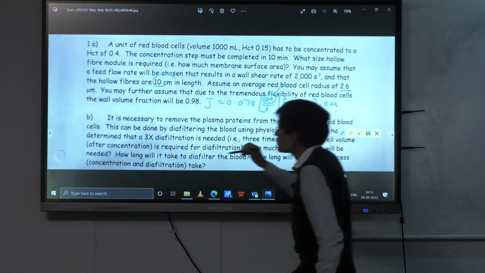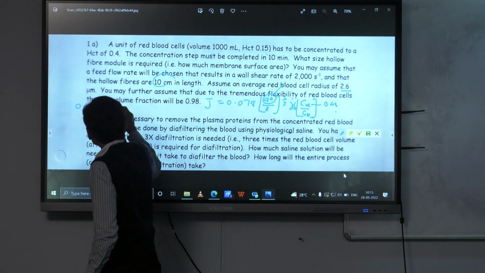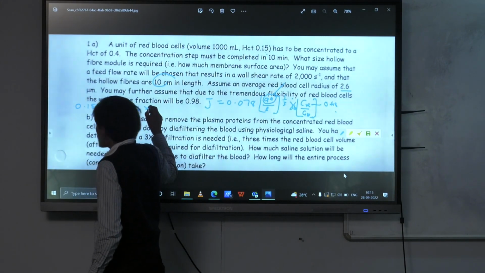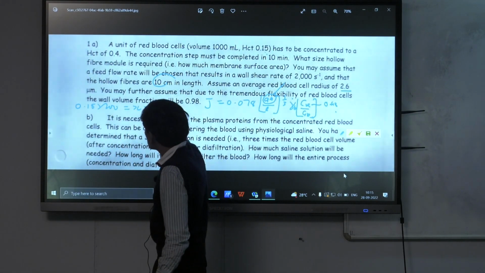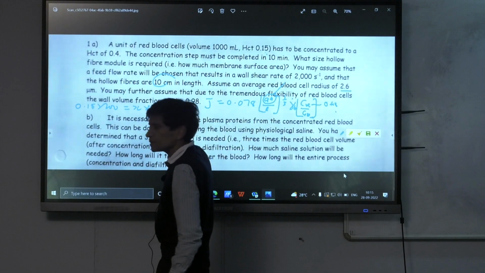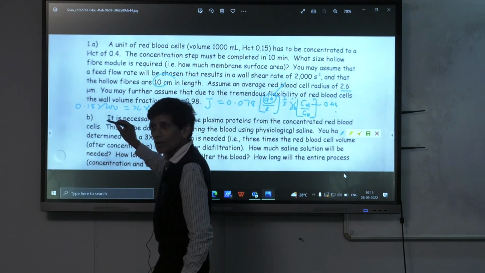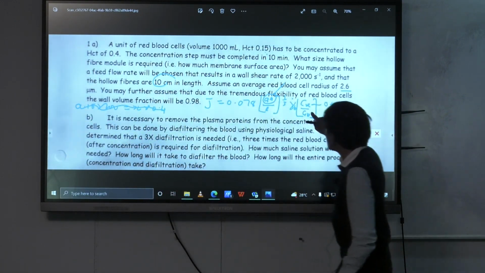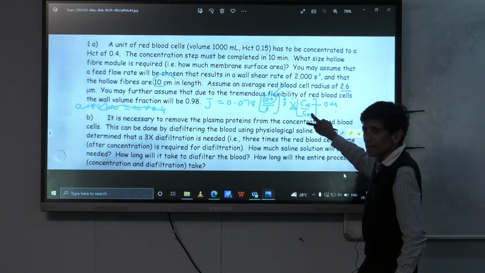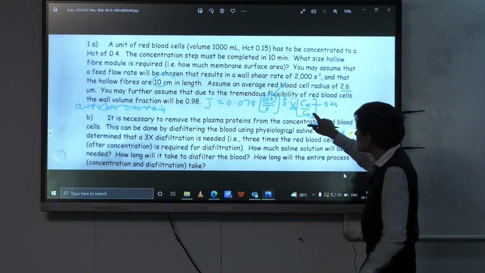Say it again, 0.15 times 1000 equals x multiplied by 0.4. Oh, okay, 375, that's fine. But no, the point is you need a value for CB, the bulk concentration. That's the volume that you have to remove. Yeah, that we know. Okay, I agree. But we need a value for CB.